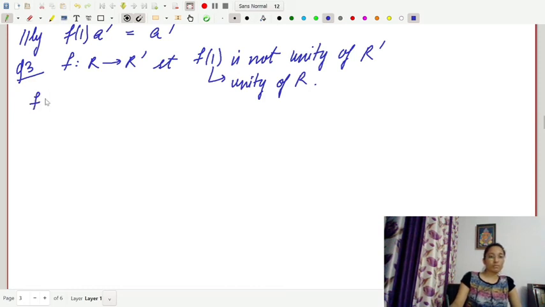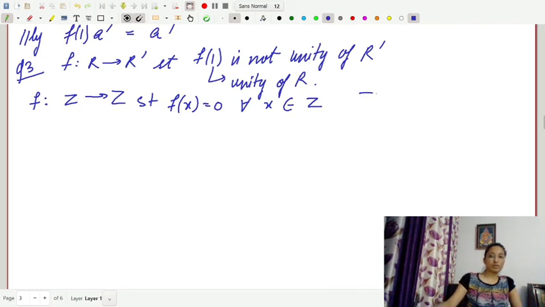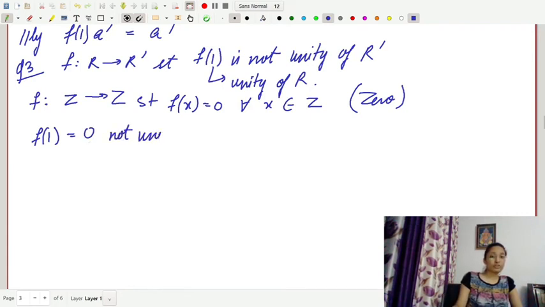तो एक map हम लेते हैं as an example, f from Z to Z such that f of x is equal to 0 for all x belonging to Z. That is 0 isomorphism or homomorphism. So f तो homomorphism है, it can be easily verified, and f of 1 यहाँ पे 0 आ रहा है, which is not a unity of Z, क्योंकि unity of Z तो हमारा 1 होता है इसलिए.